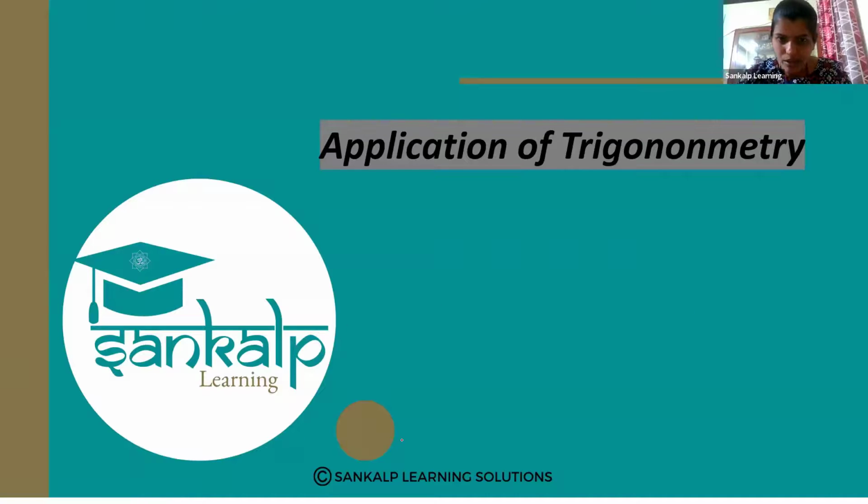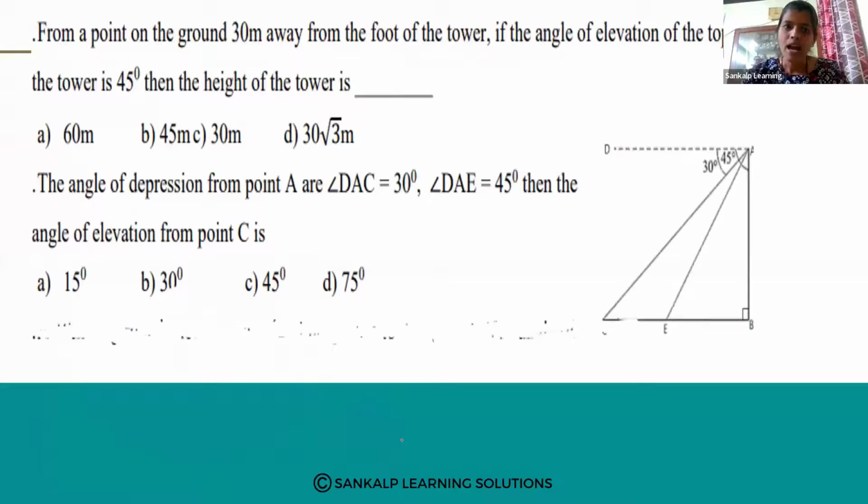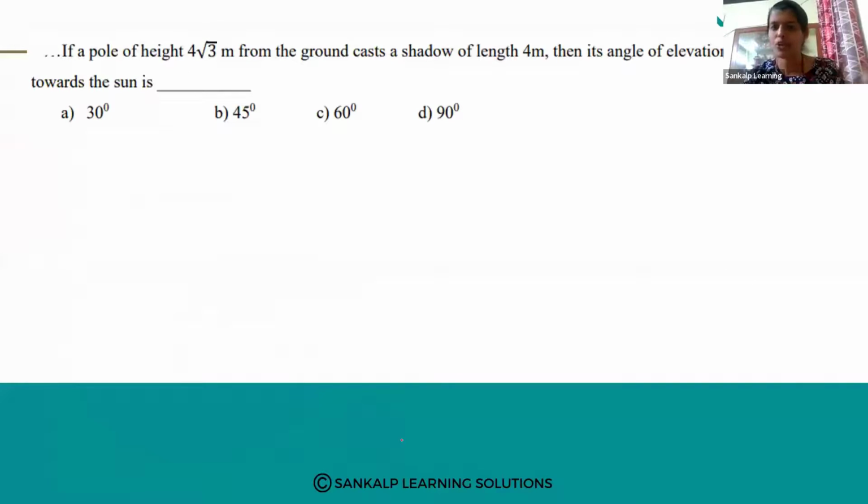In this chapter, what do we do in the full chapter? Height and distance. How much is the distance, how much is the height. So we will discuss that. And another two important things, that is angle of elevation and angle of depression. So here we will see angle of depression and angle of elevation. What do you mean by angle of elevation and angle of depression? That also we are going to discuss in this chapter.